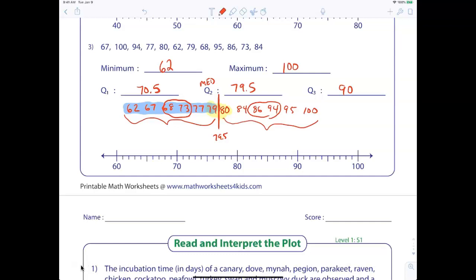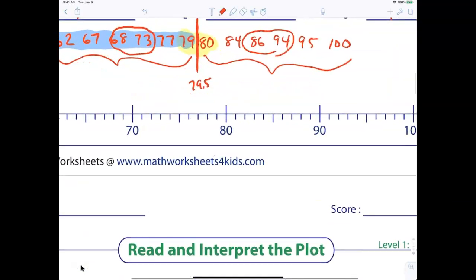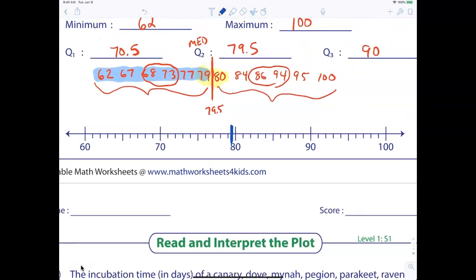And now it's just a matter of putting it on the graph. All right, so again, here is 79.5. I'm going to make a line here for 79.5. Then I need to make a line at 90. How did I know it was 79.5? Well, it's right in the middle. And then 70.5 to me is about right there. All right, now you draw the box. Draw the box underneath.